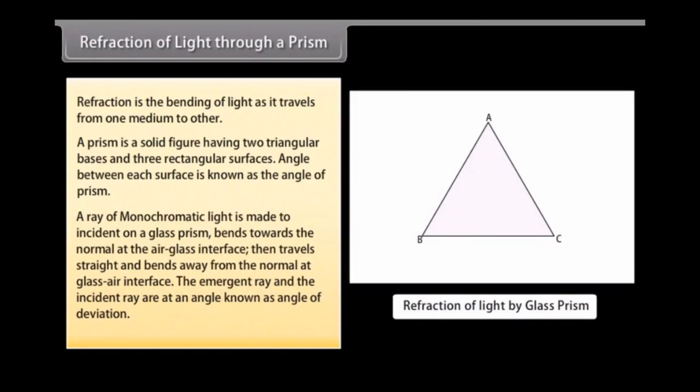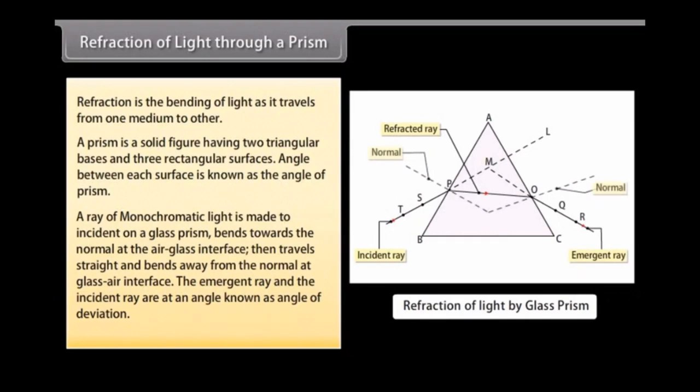A ray of monochromatic light made incident on a glass prism bends towards the normal at the air-glass interface, then travels straight and bends away from the normal at the glass-air interface. The emergent ray and the incident ray are at an angle known as the angle of deviation.